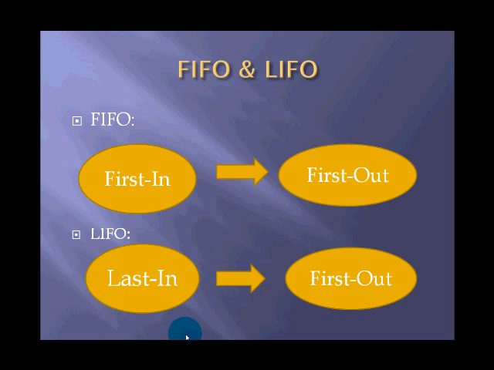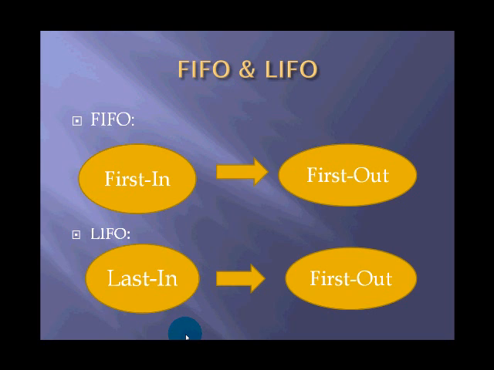FIFO stands for first in, first out. The cost of the goods sold will be calculated by using the cost of the inventory that was first purchased, even if the cost of inventory recently purchased is high.